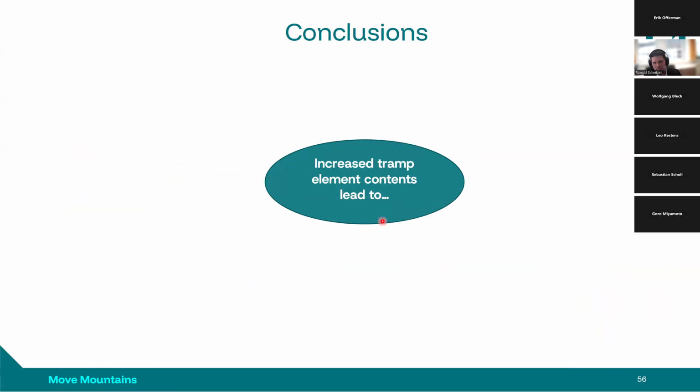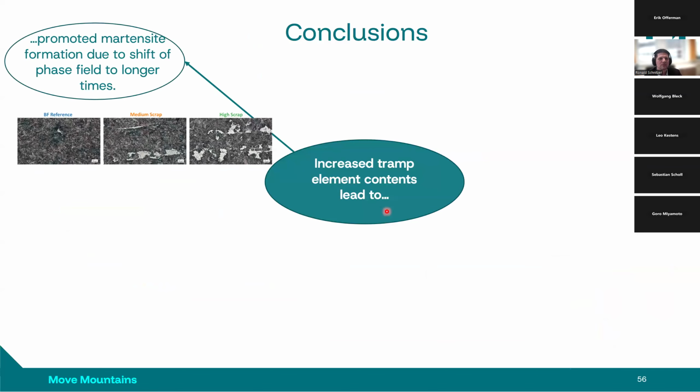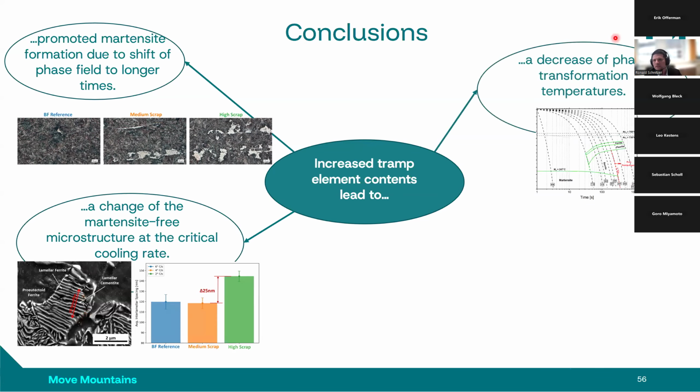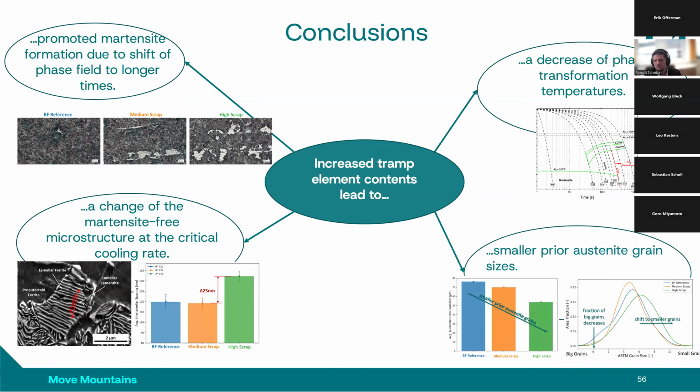I tried to show that increased tramp element contents can promote martensite formation, and some phase transformation temperatures are shifted to longer times. That means critical cooling rates can be changed with increased tramp elements. You can have different pearlite morphologies. Then the decrease of phase transformation temperatures I already mentioned, and you can have smaller prior austenite grain size due to the solute drag effect by tramp elements.